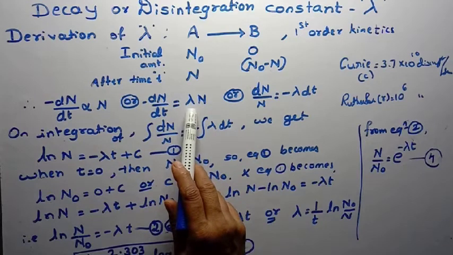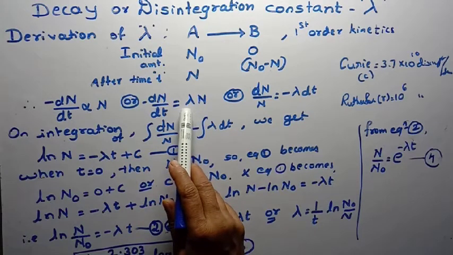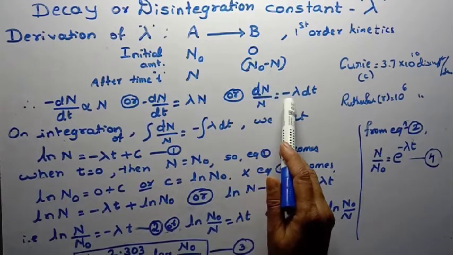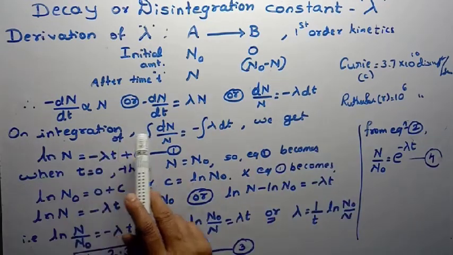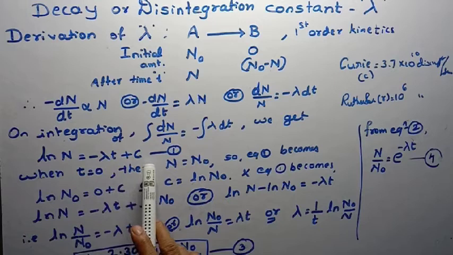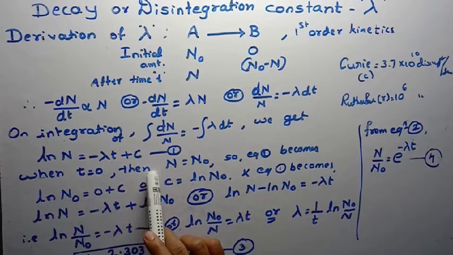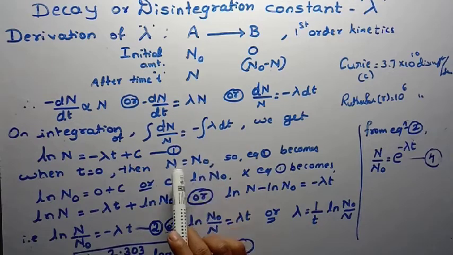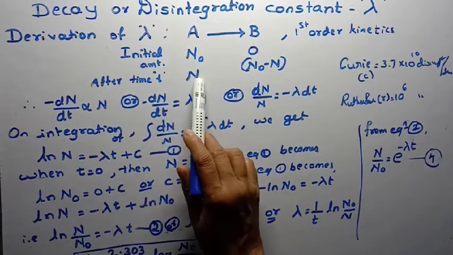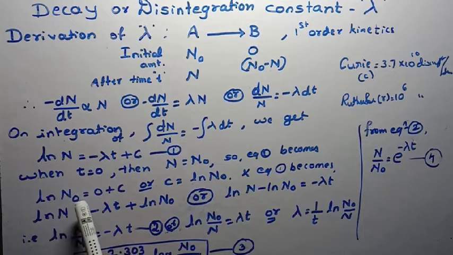So lambda is the proportionality constant, which is further said to be the decay constant. Or dN by N is equal to minus lambda dt. On integration, we get ln N is equal to minus lambda t plus c, where c is the integration constant. Now if t is equal to 0, then N is equal to N0. So equation 1 becomes ln N0 is equal to 0 plus c, or c is equal to ln N0.